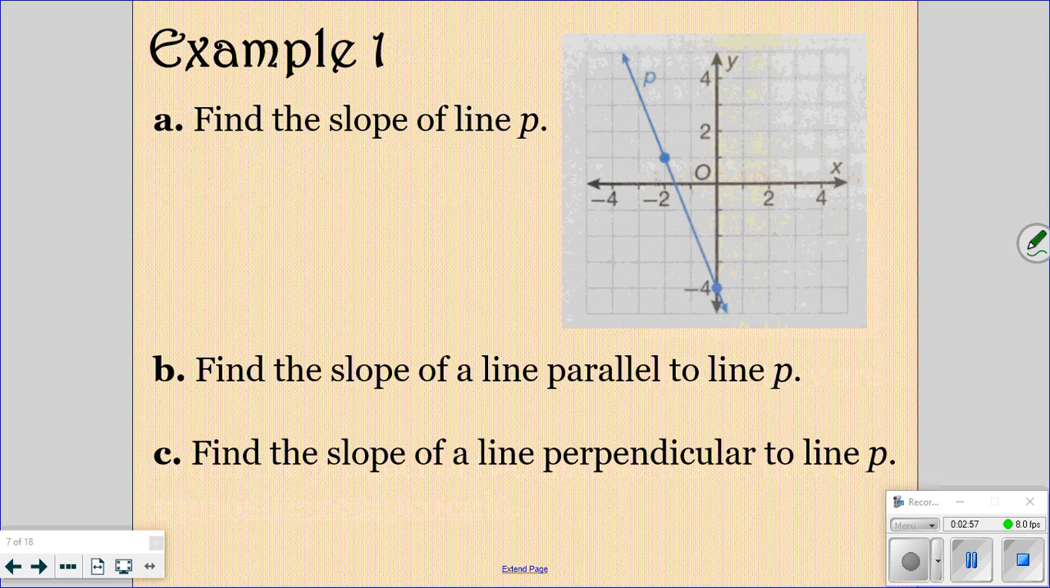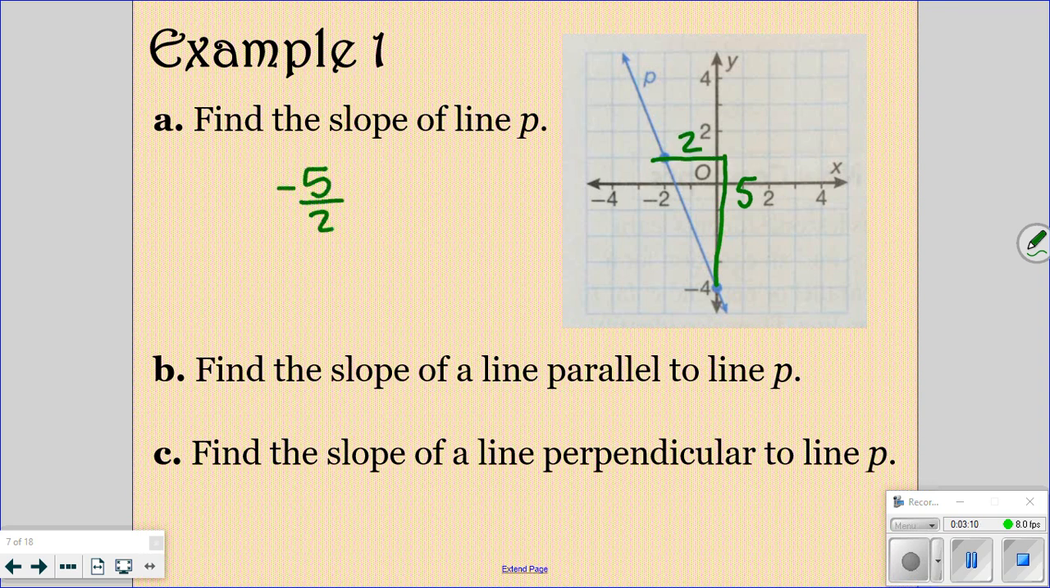So let's look here. We want to find the slope of line P. So they tell us there's a point here and here. So we go up 1, 2, 3, 4, 5, and then we go over 2. So -5 over 2 because we went to the left. For a line that is parallel to P, the slope would also be -5 over 2 because they're going to have the same slope. And then for a line that is perpendicular, it's going to be the negative reciprocal, which would be 2 over 5. Okay?